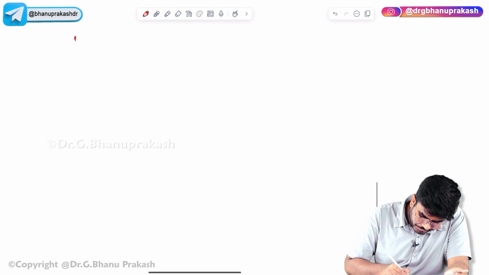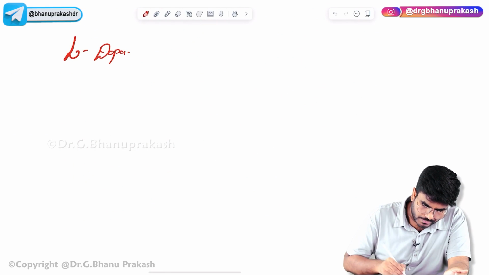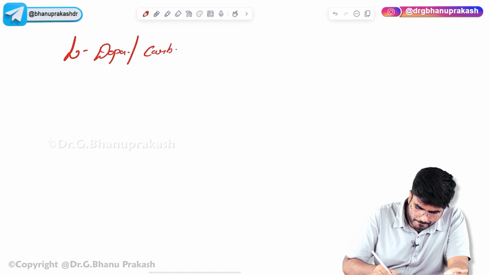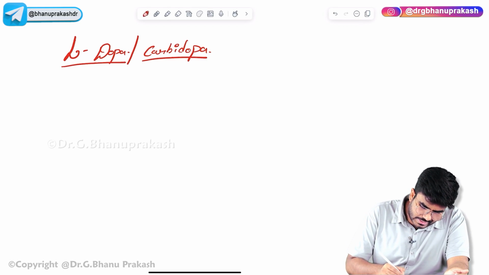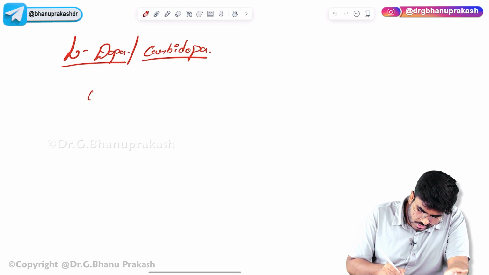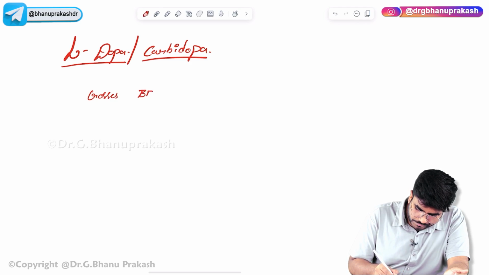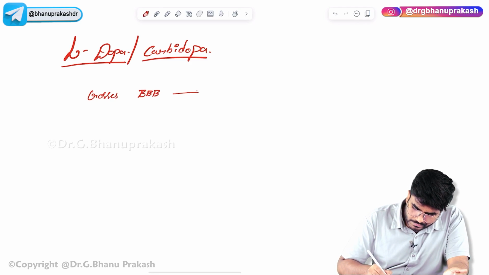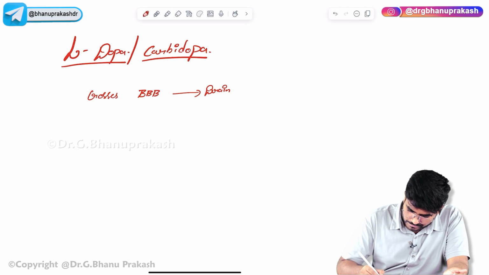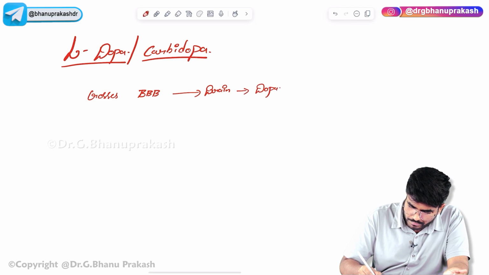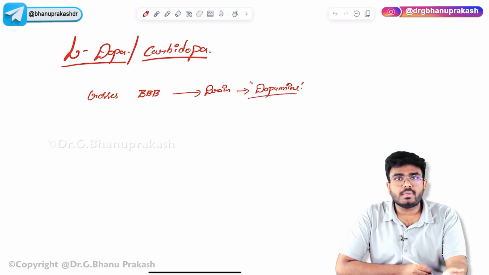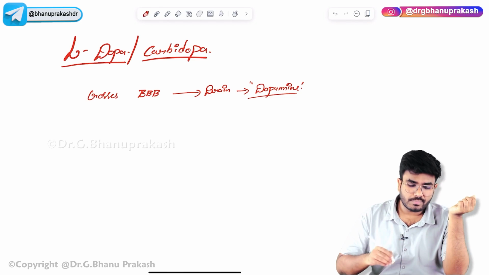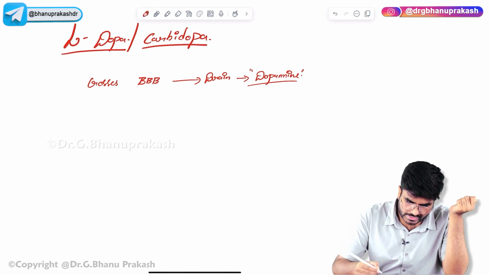So after knowing this, let's begin with the drugs one by one. L-dopa and carbidopa. What this L-dopa is going to do, I have explained. This L-dopa crosses the blood-brain barrier. Now in the brain, this L-dopa is going to be converted into dopamine, with the help of an enzyme called dopa decarboxylase.